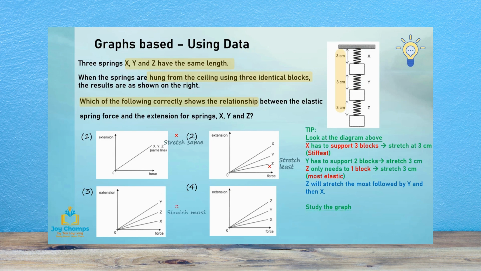Now what about option 3? Now if you realize option 3, Z stretches mid-range. And again, based on our conclusion, this is false. So that leaves us with only last option, option 4, whereby you have Z to stretch the most, followed by Y and then X. And that's exactly what we have concluded when we analyze the diagram. Therefore, in this question, option 1, 2, and 3 are wrong, and option 4 is the correct answer.